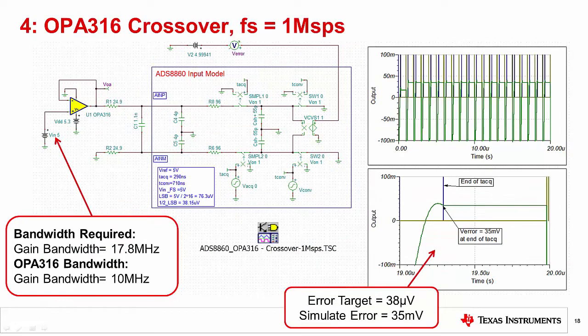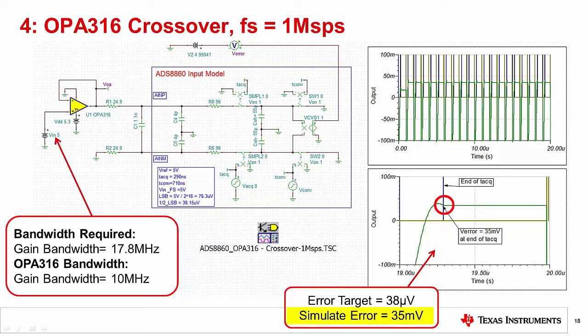In this experiment, we will look at another amplifier that has insufficient bandwidth to drive the SAR ADC. Here we use the OPA316 op-amp with a bandwidth of 10 MHz. Remember, the bandwidth requirement from the calculator was 17.8 MHz, so the 10 MHz bandwidth of the amplifier is close but not sufficient for this sampling rate.